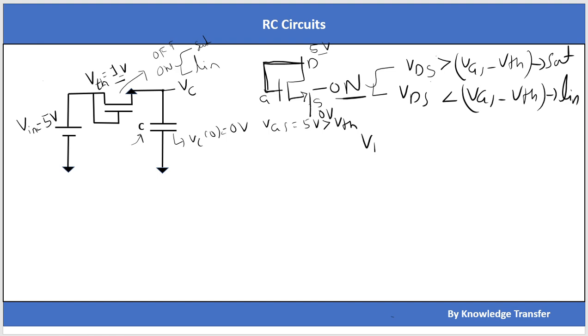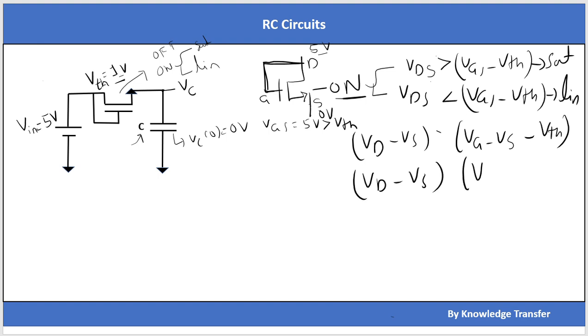So VDS I can write as VD minus VS, compared with VG minus VS minus VTH. If I rewrite this again, VD minus VS, and VG I can write as VD, because VG equals VD voltage, so VD minus VS minus VTH. So you can say that this is VD minus VS, and in the second term, which is also VD minus VS, there is an extra term which is VTH. So we can say that VDS will always be greater than VGS minus VTH. So the region of this MOS is the saturation region.